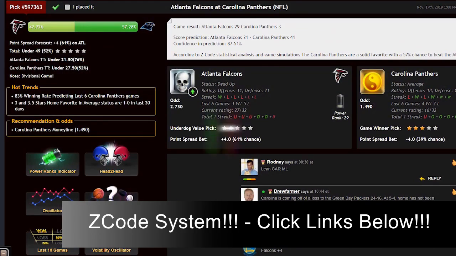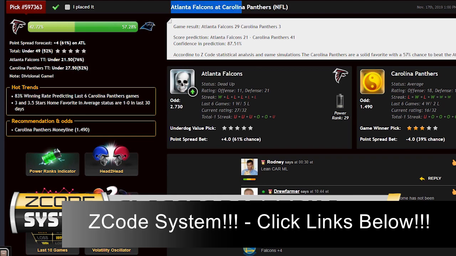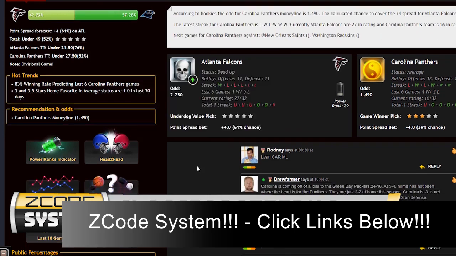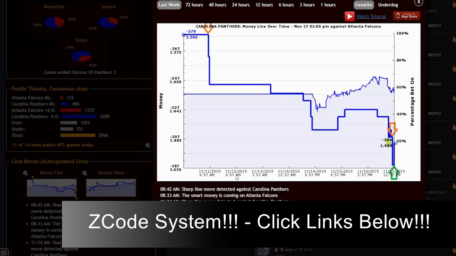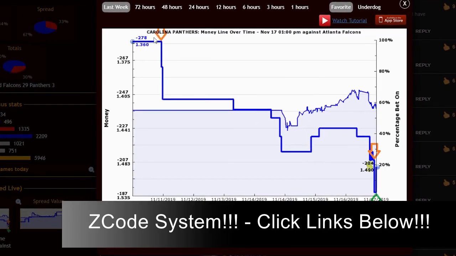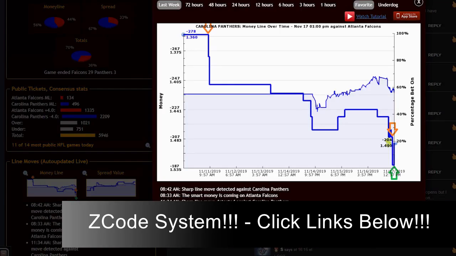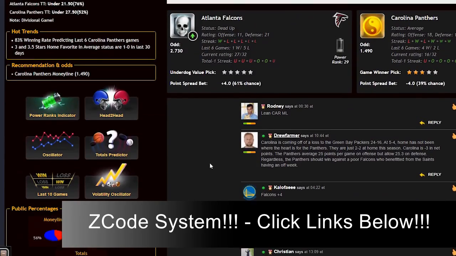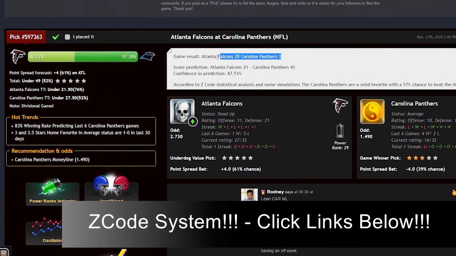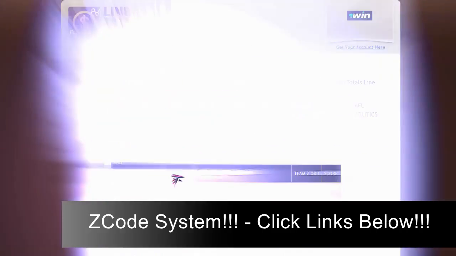Classic pattern number 1. Move against the favorite. Let's look at the Atlanta Falcons versus the Carolina Panthers game. As you can see, the line for the favorite Carolina opened at minus 278 and slowly moved all the way against the favorite into the closing line of minus 204. Despite the 60% majority of public betting on Carolina, the line kept on getting better and better. This is a clear indication of a Vegas trap. So our bet would be on the Falcons to cover. The result? Atlanta Falcons 29, Carolina Panthers 3. The Falcons not only covered, but even won the game outright.